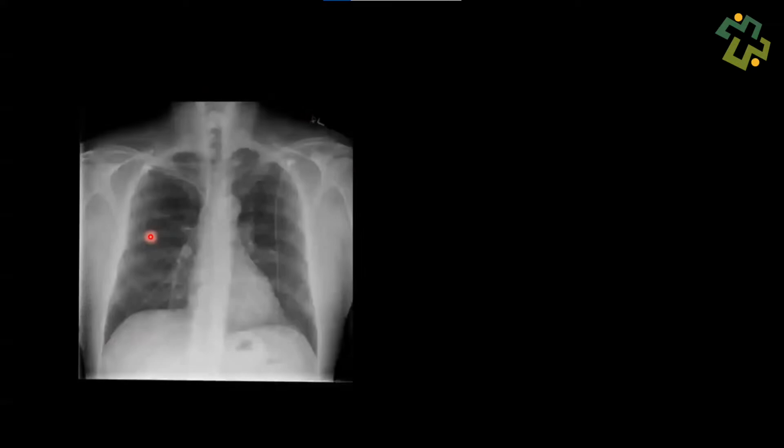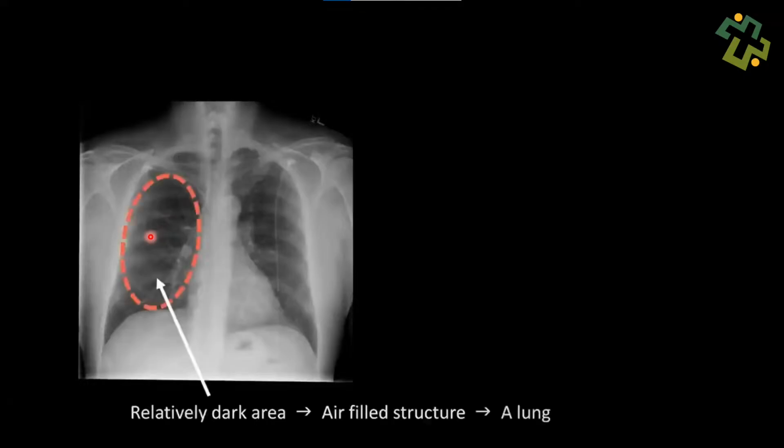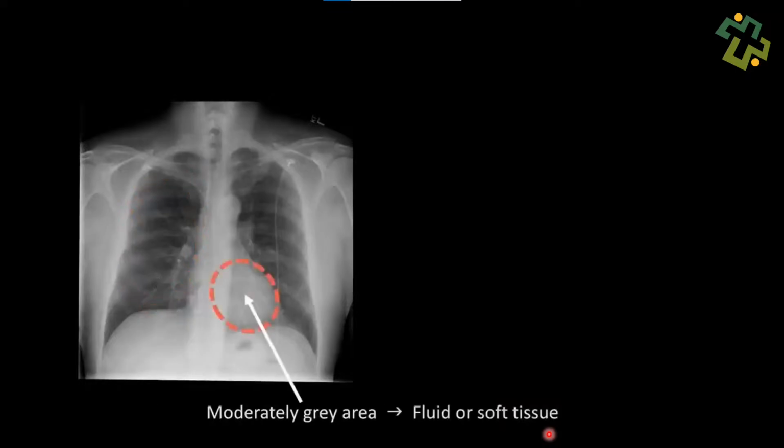Now, from the pattern of white, black, and gray, we can infer certain things about this chest structure. For one, this area here, because it is generally dark, must correspond to what? To air, an air-filled structure, and that will probably represent the lung, right? This area here is kind of moderately gray in brightness, and it must correspond to a structure composed of either fluid or soft tissue. In this case, that is our beloved heart.